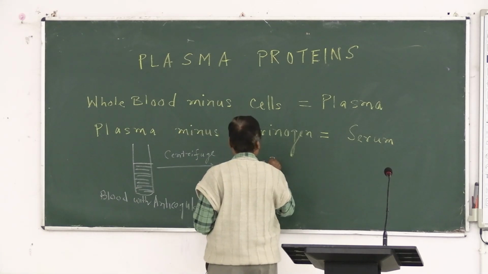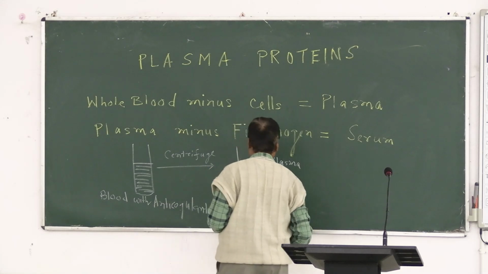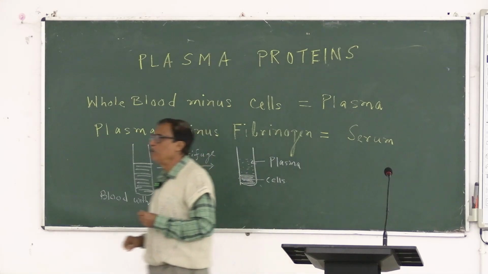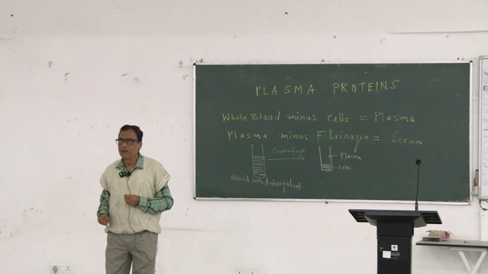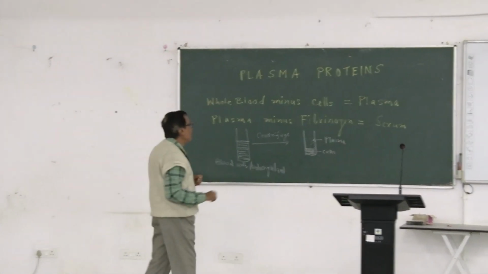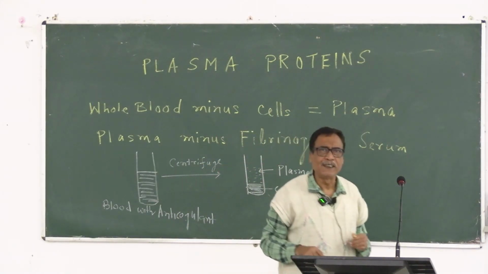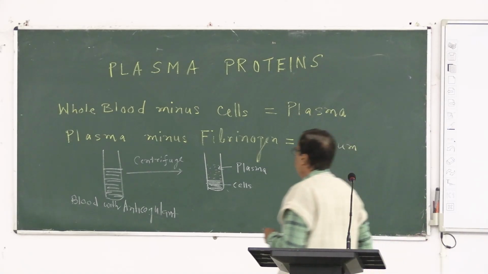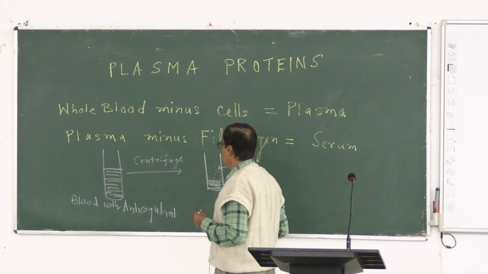This is plasma, and this is cells. Plasma is 45 to 55% of the total blood. Plasma is the clear supernatant fluid, not crystal clear, with a slight reddish tint, above the cells. The supernatant fluid is the plasma.